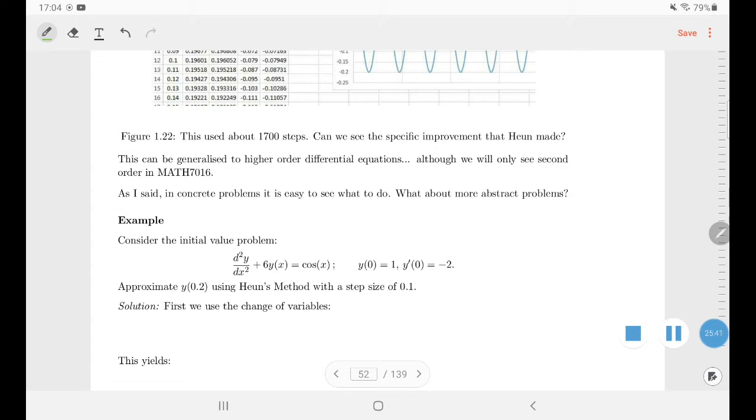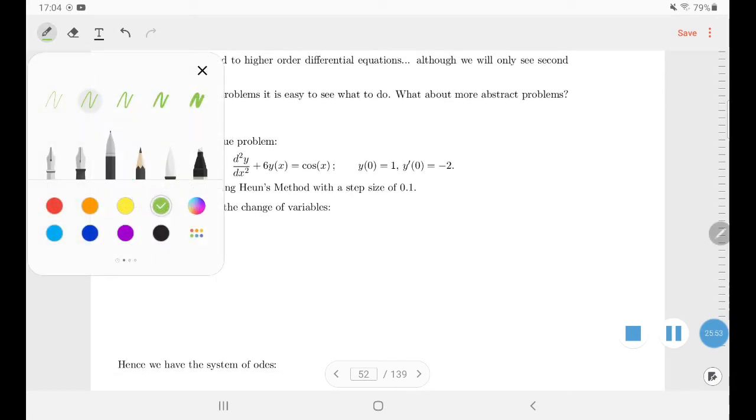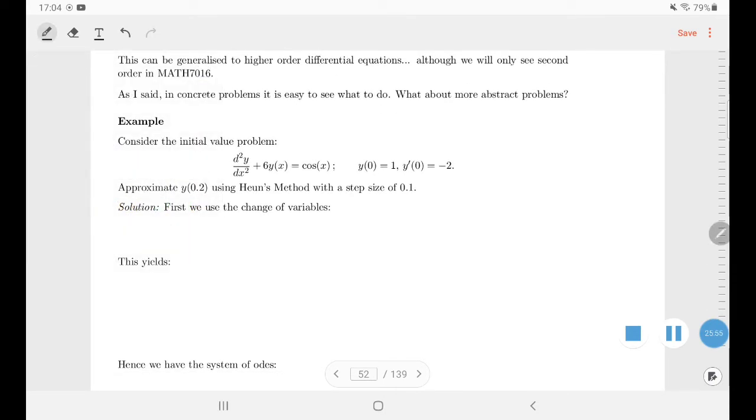Now, usually when it's a concrete problem, so an applied problem, it's easy to see what to do. Let V be the derivative of displacement. But in abstract problems, it's a bit more difficult. So you just have to be proactive enough to say, okay, let V be the first derivative, in this case dy/dx. And then you can differentiate both of these with respect to x. So you get dv/dx is equal to the second derivative of y with respect to x. And you have to be able to do that.